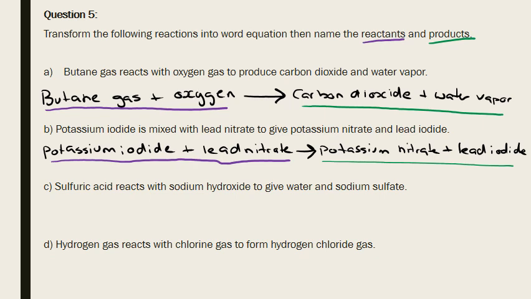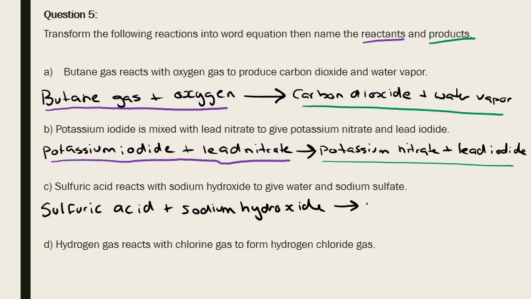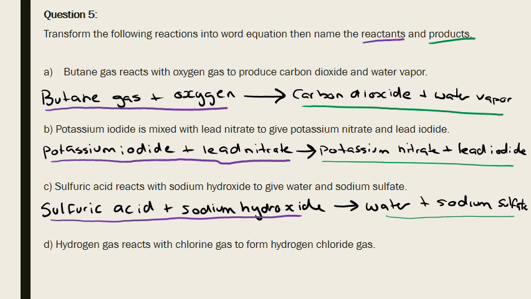And then it says sulfuric acid reacts with sodium hydroxide to give water and sodium sulfate. So we write sulfuric acid reacts with, so we put plus sodium hydroxide, put an arrow to give us water plus sodium sulfate. So anything before the arrow are the reactants, anything after the arrow are products.